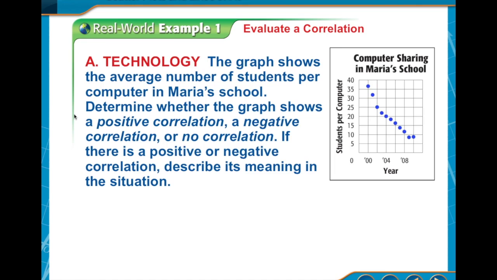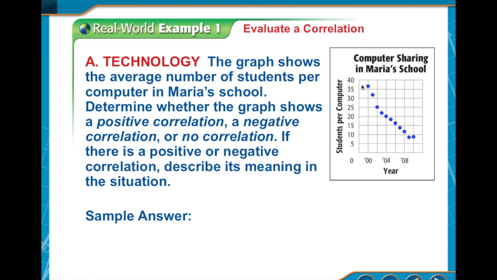So the graph we see at the right, what is going on here? Well, it shows the average number of students per computer in Maria's school. So students per computer, we see that right here. We see the years going by on the x-axis. So we want to see, is there a positive, negative, or no correlation between all of this data? And we want to describe what that means. So as the years go by, as the years increase, is there a pattern in the number of students per computer at this school?